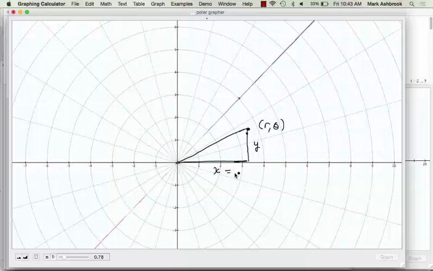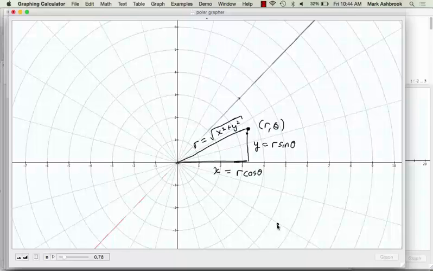So x would equal r cosine theta, y equals r sine theta. What is this length right here? It's r. What's another way to mathematically express that length? C squared, or x squared plus y squared equals r squared. So what would r equal? That's right, r would equal the square root of x squared plus y squared.